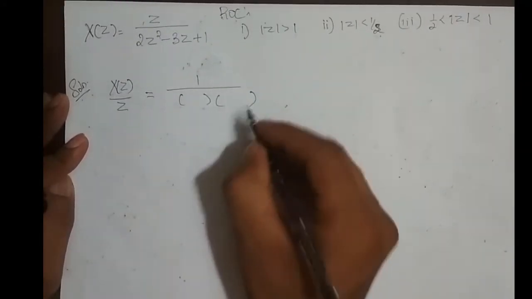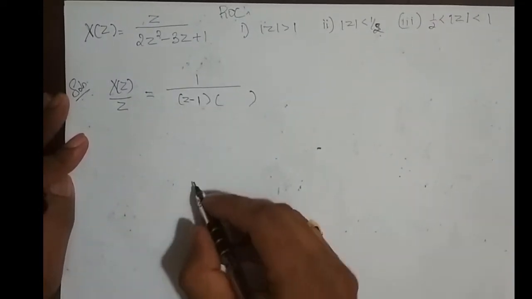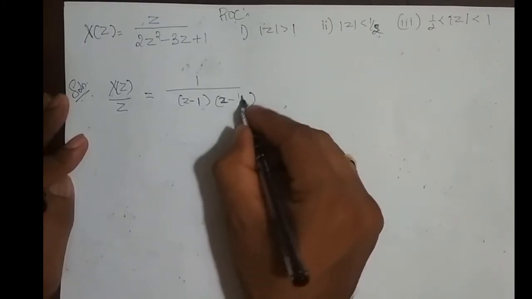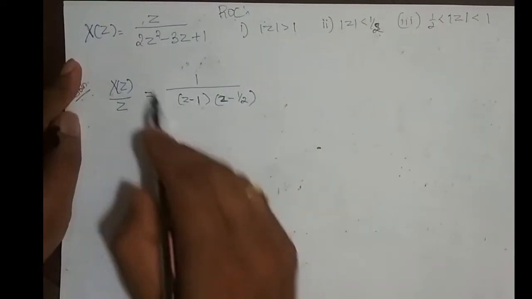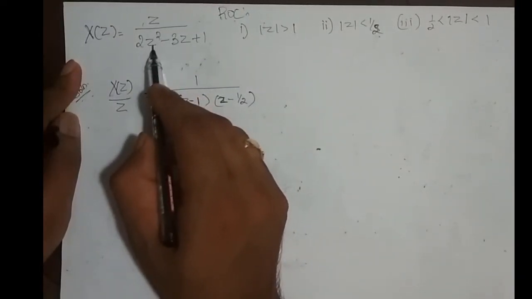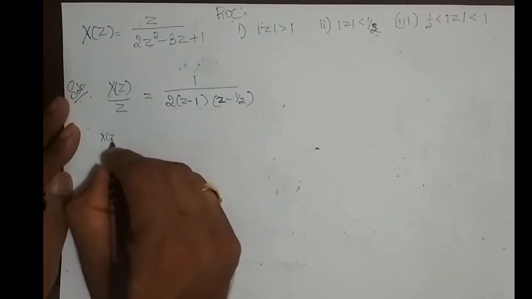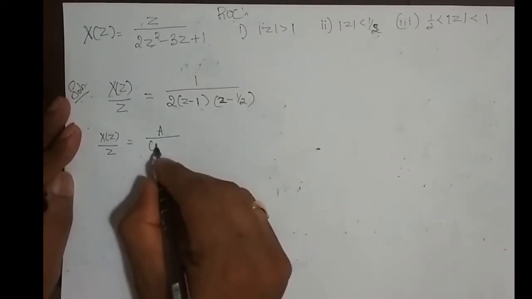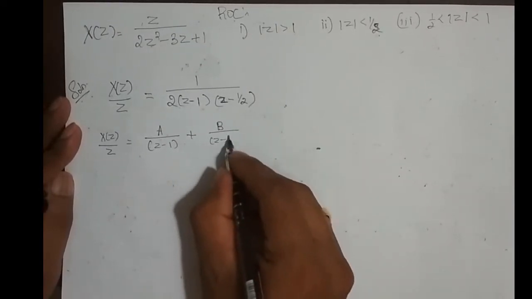So what we have here is, at z equal to 1, one pole, and at z equal to 1/2, another pole. As I told you, you have to see the coefficient of the highest degree of z. It is actually 2, so I have to put 1/2 here. Now I perform the partial fraction expansion. X(z)/z = A/(z − 1) + B/(z − 1/2).